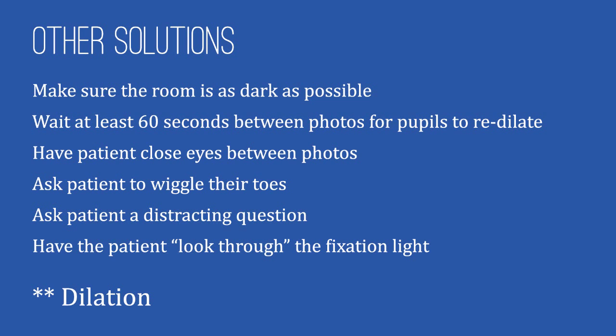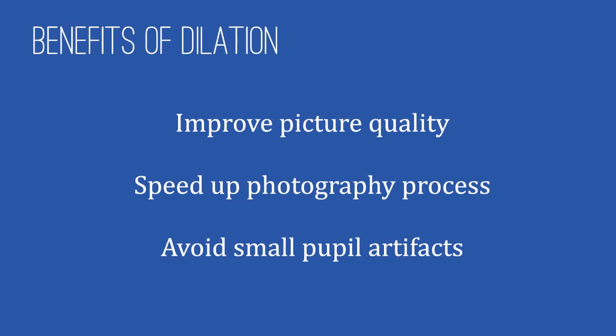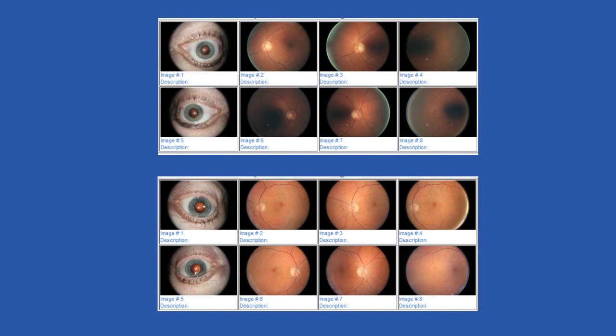Lastly, dilating your patient is the best way to improve picture quality, speed up photography because you don't have to wait for the pupils to redilate between photos, and avoid small pupil artifacts. To illustrate the difference between dilated photography and undilated photography, here are two example cases.